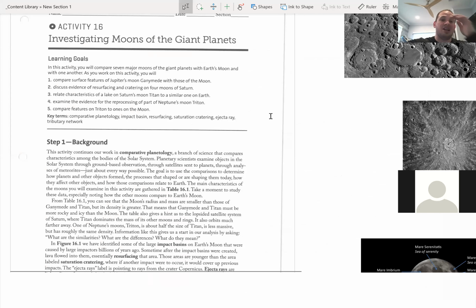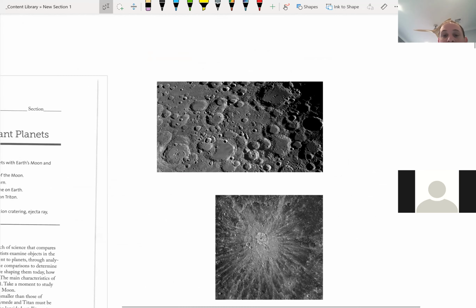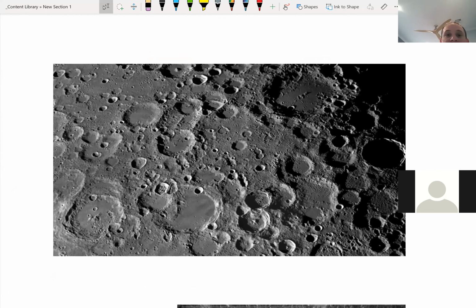All right, so this lab is a lot of just comparing pictures. Basically what we want to be able to do is compare the moons in our solar system to our moon here on Earth, okay? So you're going to get a tour of the different moons around Jupiter and Saturn. Really, those are the two planets they focus on. What I've got over here is just some pictures of our moon.